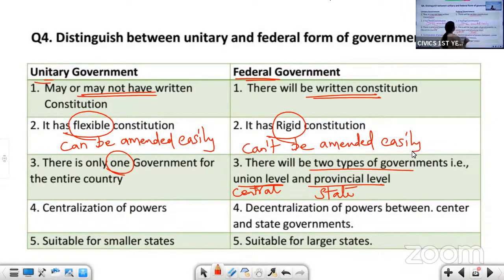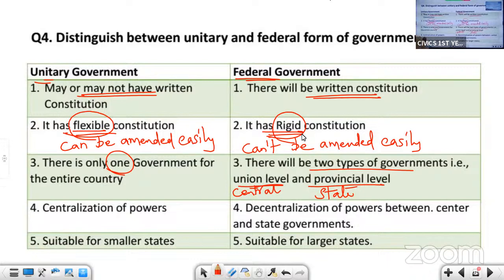Okay, so unitary government will have a flexible constitution and federal government will have a rigid constitution. Then what about the powers? Who is more powerful? Which government is more powerful? In unitary government, you may not have state governments. If they have also, they don't have any importance.